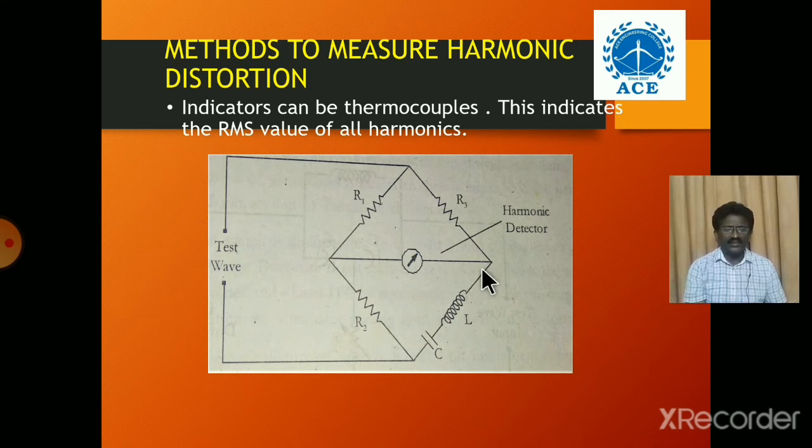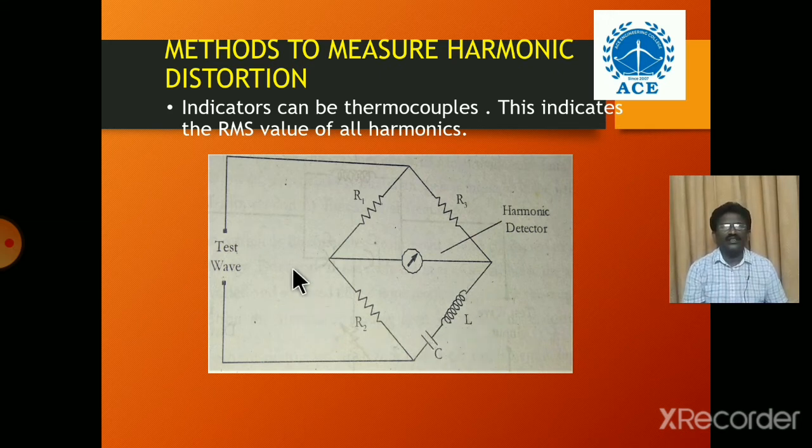This bridge is balanced for the fundamental frequency. That means it has an LC circuit tuned to the fundamental frequency. With the help of LC, we can tune to the fundamental frequency. Now the bridge is unbalanced for the harmonics. So if the fundamental frequency is changed, the bridge must be rebalanced.